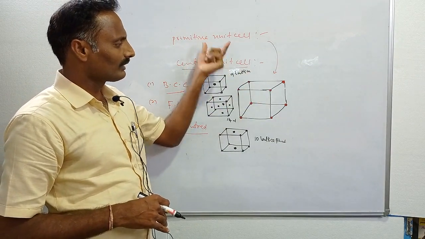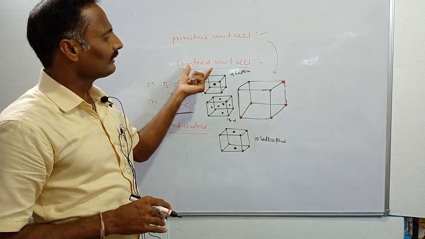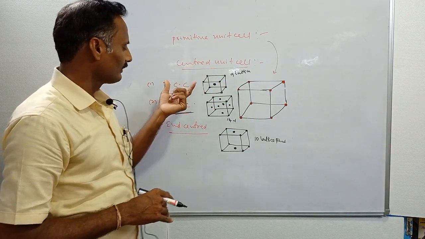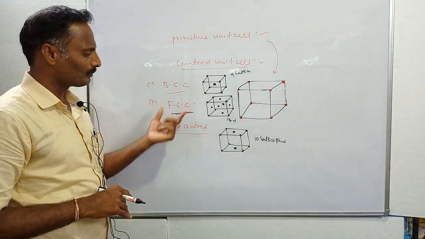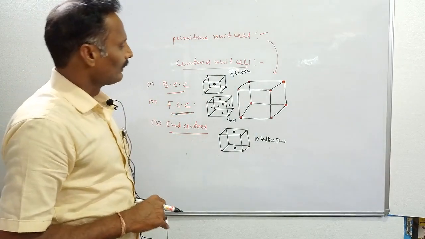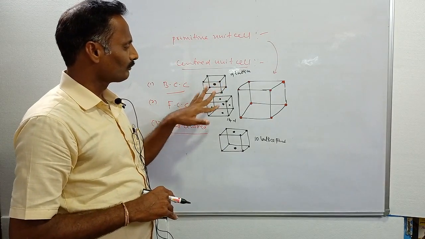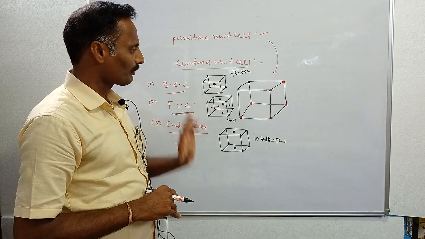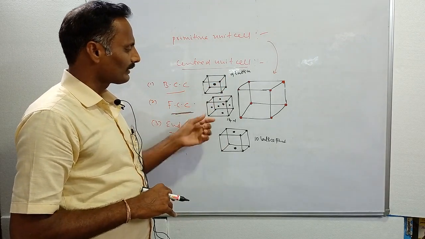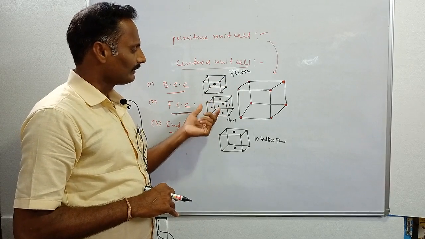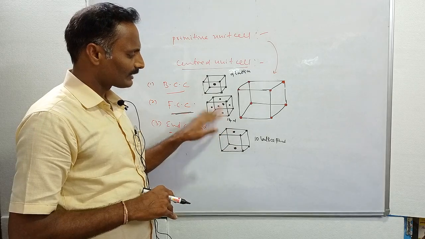A primitive unit cell is one which contains particles only at the corners. Centered unit cells are again classified into three classes: a body centered cube, a face centered cube, and an end centered cube. A body centered cube contains a particle at the body center along with corner particles. In total it has 9 lattice points. A face centered cube has 8 corner particles, and in addition to 8, there are 6 particles at the 6 faces. It has 14 lattice points.